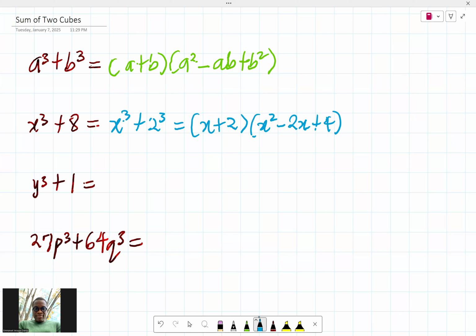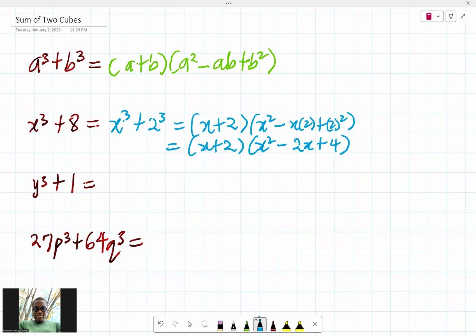All right, so that ends up being x plus 2 into x squared minus 2x. Okay, maybe I should take that gently. Let me take that slowly. So x plus 2 into x squared minus x times 2, all right, plus 2 squared like that, and that is equal to x plus 2 into x squared minus 2x plus 4. Okay, that's what you have.